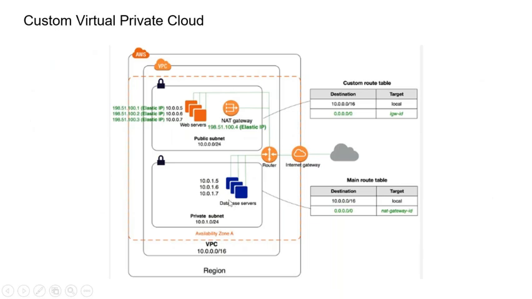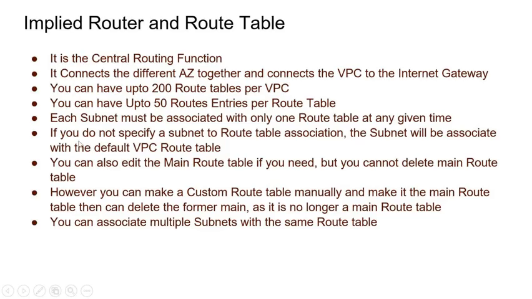So that's the meaning of this line. If you do not specify a subnet to a route table association, the subnet will be associated with the default VPC route table. You can also edit the main route table if you need, but you cannot delete the main route table. So again, this is also another interview question. They may ask you, can you delete the main route table? No, you can edit the main route table, but you cannot delete it.